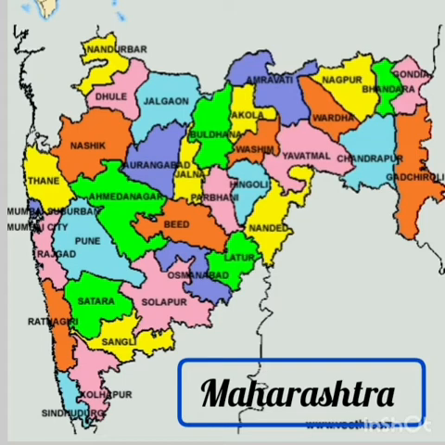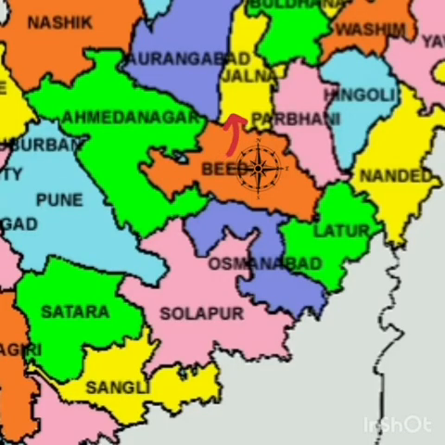We can place the compass rose on Bhid and make a list of all the districts neighboring it. Jalna lies to the north of Bhid. Osmanabad lies to the south of Bhid. Nanded lies to the east of Bhid. Ahmednagar lies to the west of Bhid. Parbhani lies to the northeast of Bhid. Latur lies to the southeast of Bhid. Aurangabad lies to the northwest of Bhid.